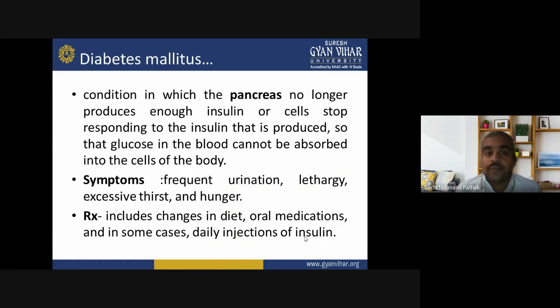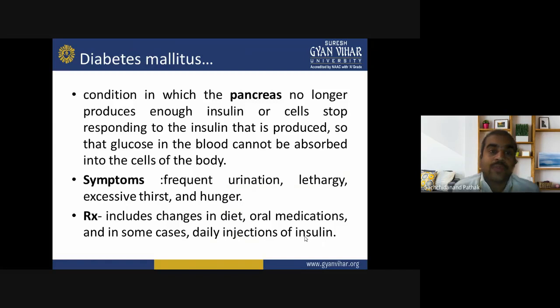But maybe in those cases, if the pancreas is producing enough insulin but the cell is not responding, then we must take some medicines by which the cells can respond to the insulin, and then insulin is utilized. It can pick up the glucose which is accumulated in the blood and take it to the cells. So the amount of glucose in the blood will be depleted. You should know diabetes mellitus is of two types, type 1 and type 2. So these are the causes of diabetes mellitus.